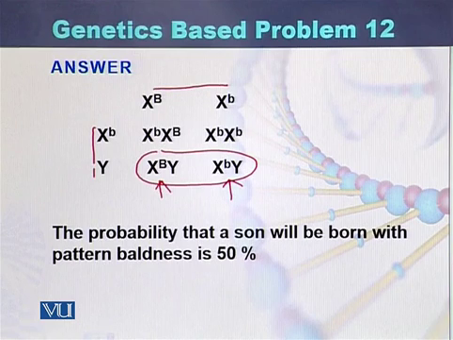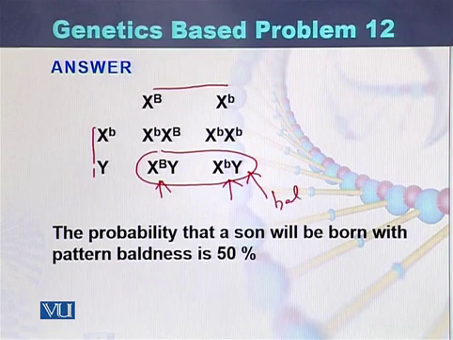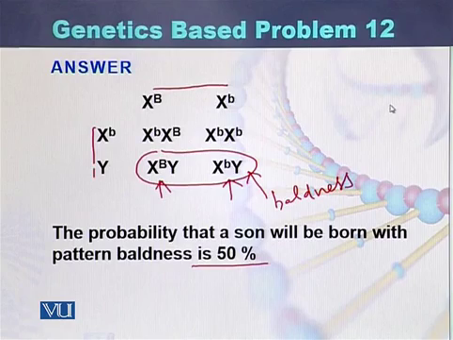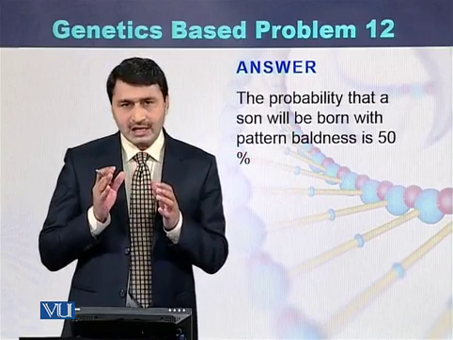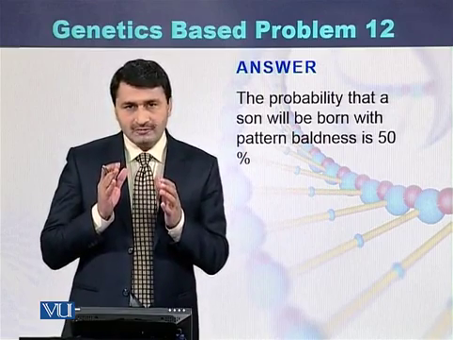And if we see that out of two sons, one of the sons would be with baldness. So we can say that there are two sons and one of the sons will be with baldness. This is the son that would have baldness. So we will say that 50% of the sons would be with baldness. As a result of this statement, we can conclude that 50% of the sons would be with baldness.